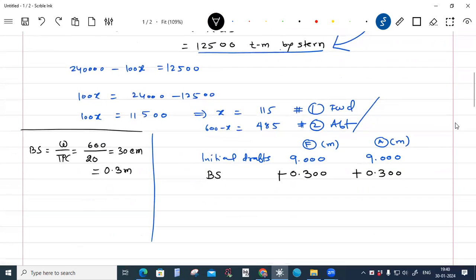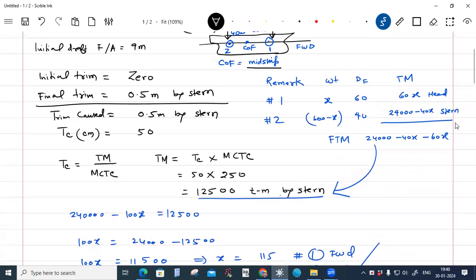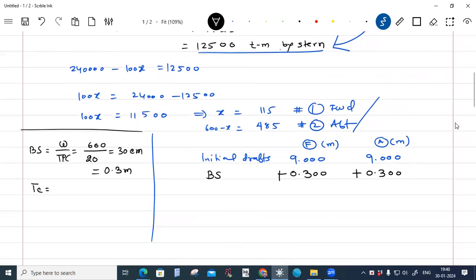Clear? Now the next part, you have trim cost. The trim is how much? We calculate 0.5 meter, 50 centimeter. So what is the change in draft aft and forward? TA is actually LCF into trim upon LBP into trim. Not trim, we say TC, trim cost.